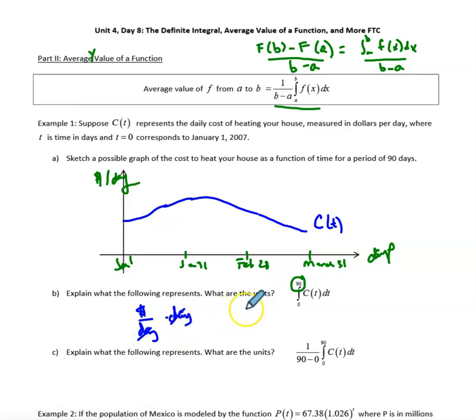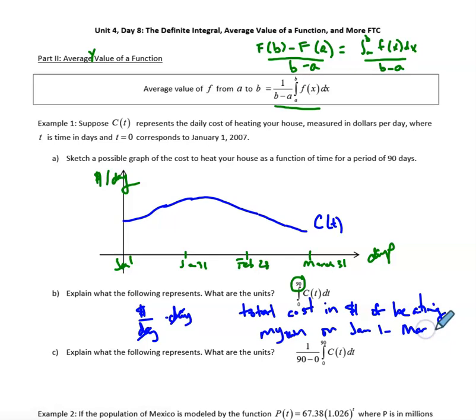And what does this represent then? This is going to be the total cost in dollars of heating my home on basically January 1 to March 31 of this given year. Okay, so if I integrate the rate that it costs me to heat my home per day, I'm going to get the total dollar cost of heating my home. Well, now let's take a look at this average value.